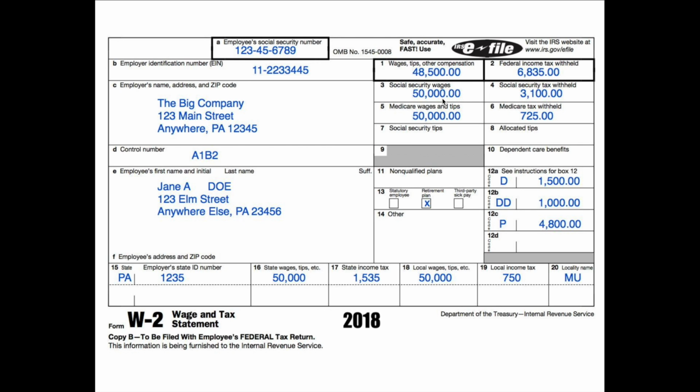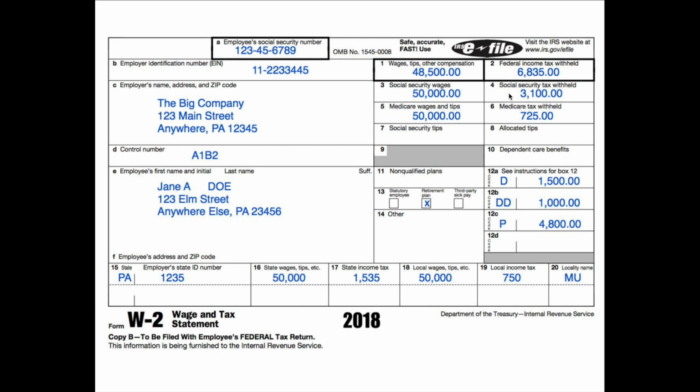Box 3 shows wages subject to Social Security tax. This is assessed on wages up to around $128,000 as of 2018. And you can see here that there's a difference between box 1 and box 3, a difference as notified here in box 12A. That's in this particular case a contribution made for the year for a 401k, and we'll go into that in a little bit more detail later.